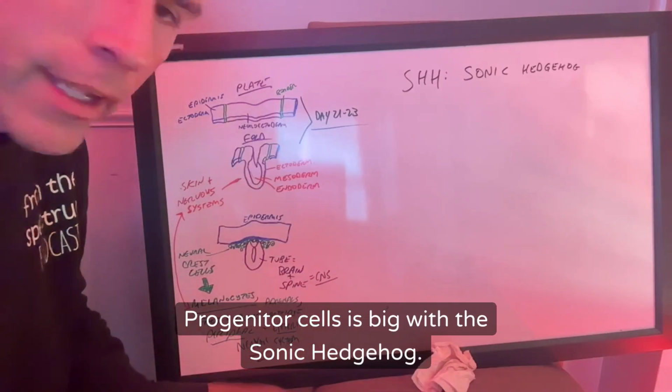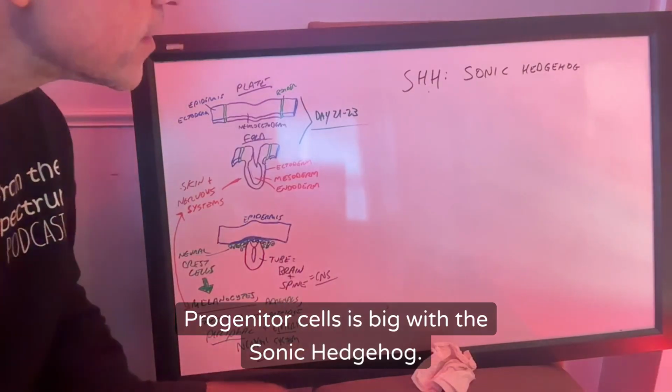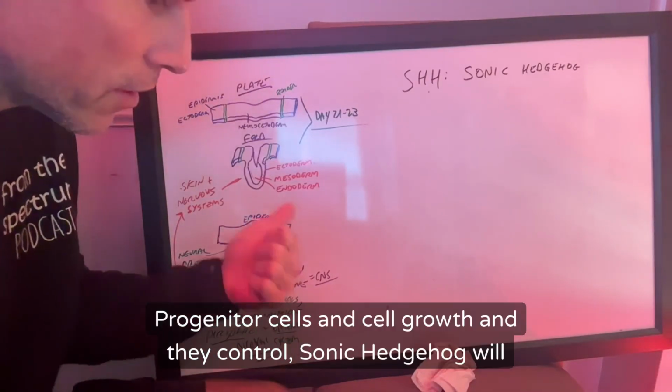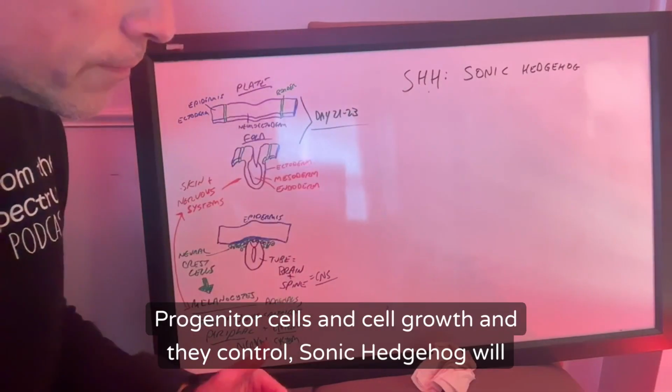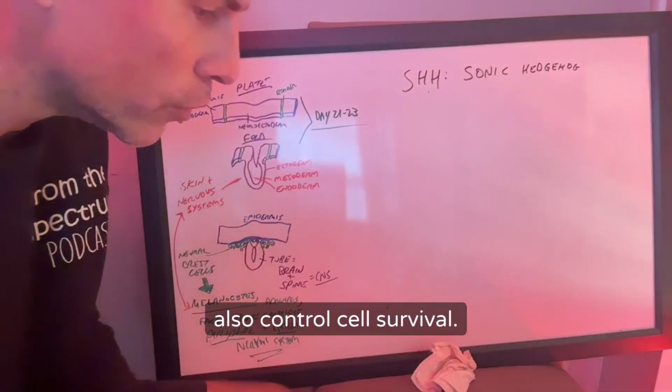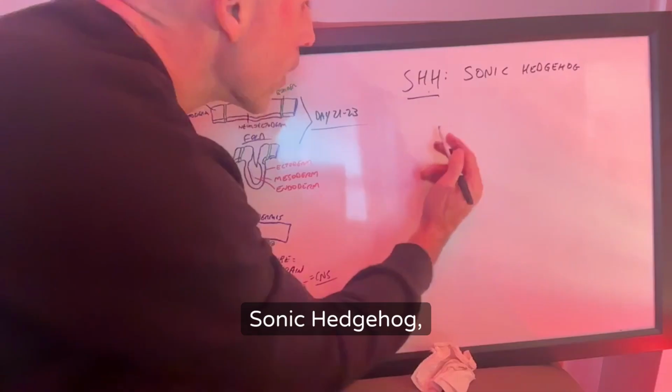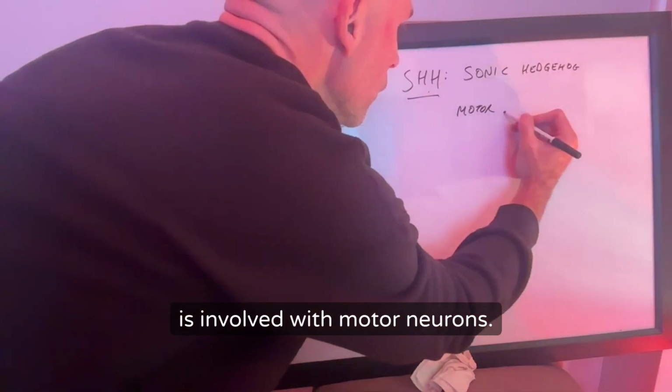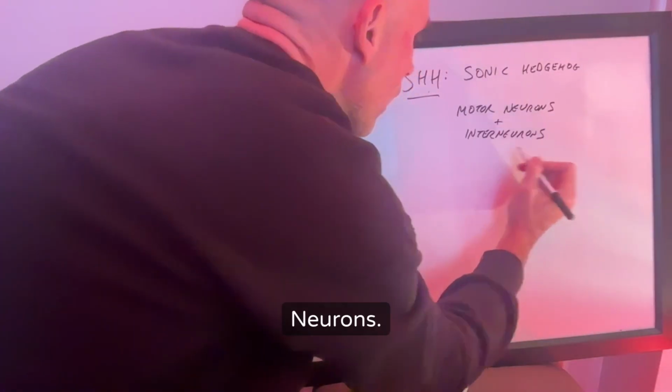Progenitor cells is big with the Sonic Hedgehog. Progenitor cells and cell growth, and they control. Sonic Hedgehog will also control cell survival. Sonic Hedgehog is involved with motor neurons and interneurons.